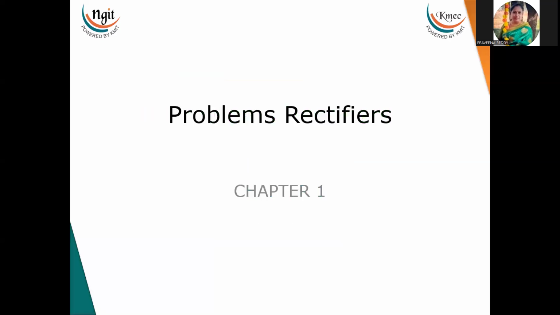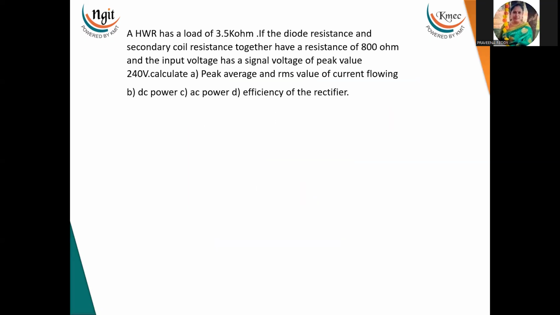Now, in this lecture, we discuss a few problems on rectifiers. First problem is the half-wave rectifier. In this, some data is given. So, load is given as 3.5 kilo ohm. And total diode resistance and secondary resistance together is 800 ohms. And the input signal's peak voltage is given directly.